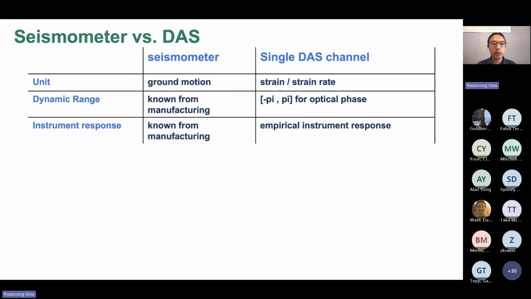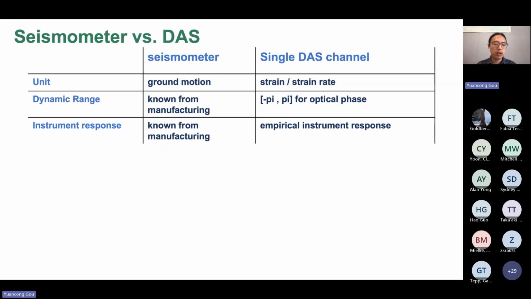So what's the difference between a traditional seismometer and a single DAS channel? The first obvious one is it's measuring in different physical units. For a seismometer, it's a point on the ground, so it's measuring the particle velocity or acceleration or displacement, the ground motion. For a single DAS channel, it's measuring the average strain or strain rate over a short distance, which we call the gauge length.